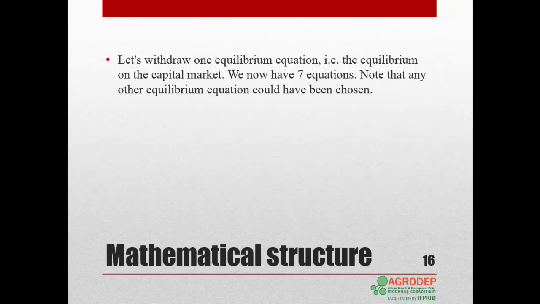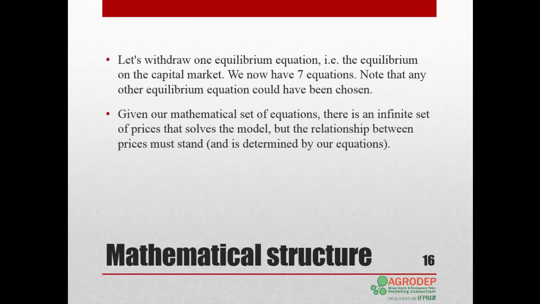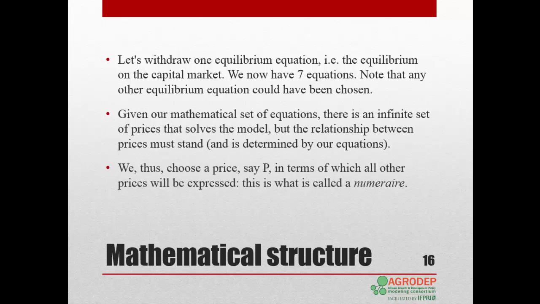We remove one equilibrium equation, for example, the equilibrium equation for the capital market. We now have 7 equations. Note that we could have chosen any of the other 2 equilibrium equations. The model could solve for an infinite set of prices, as long as the price relationship specified by the system of equations in the model is maintained. We can express all prices in terms of any one given price, to which we refer as the numeraire. For our purposes, we select P.